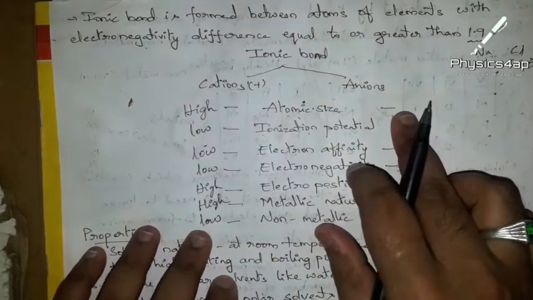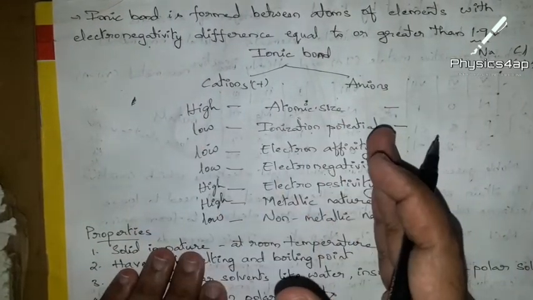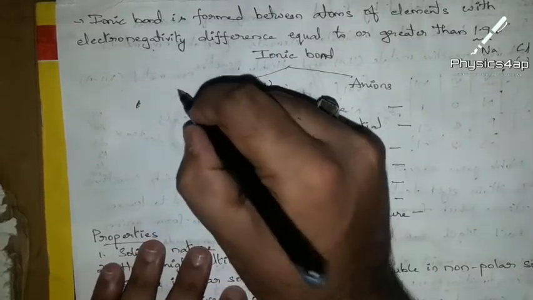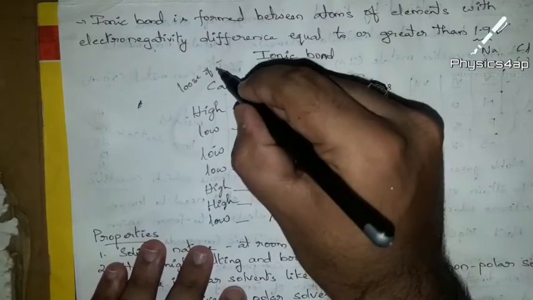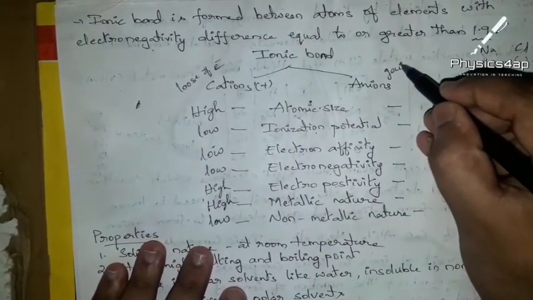Now coming to the anions, it is just quite opposite to that of cations. Cation is nothing but the loss of electrons, and anion is nothing but the gain of electrons.